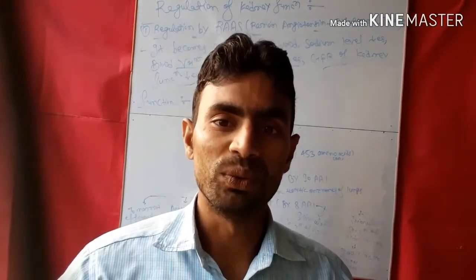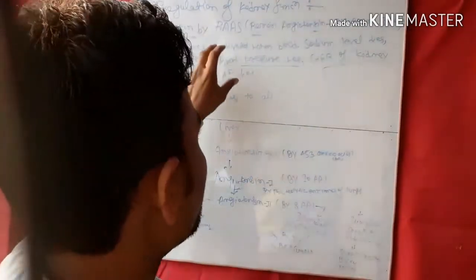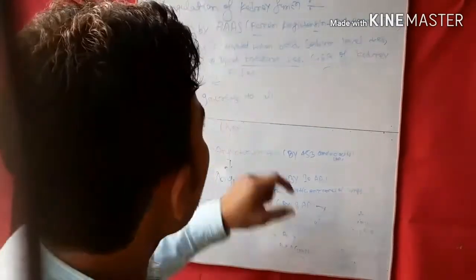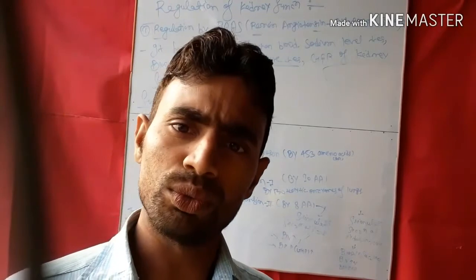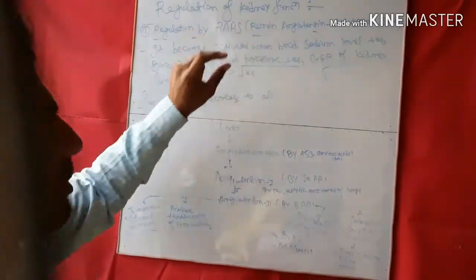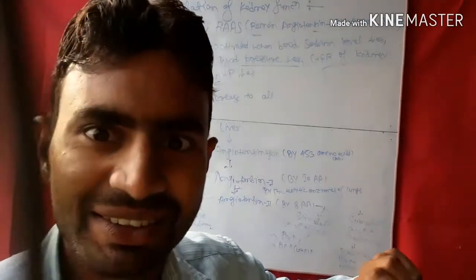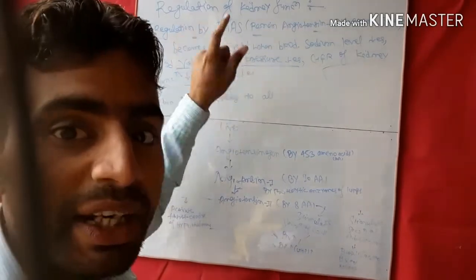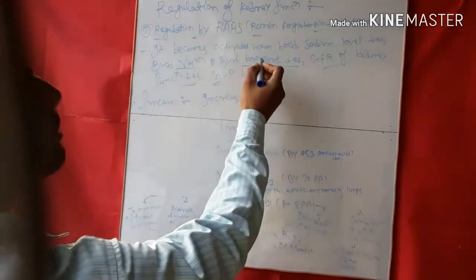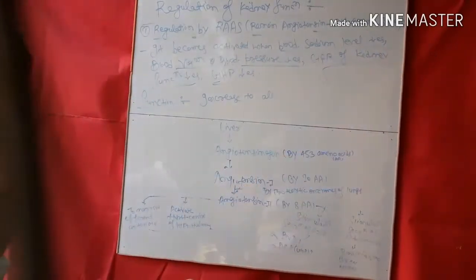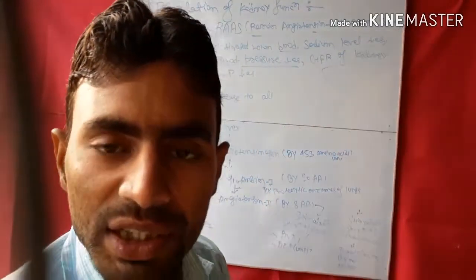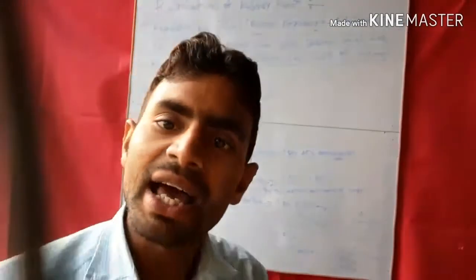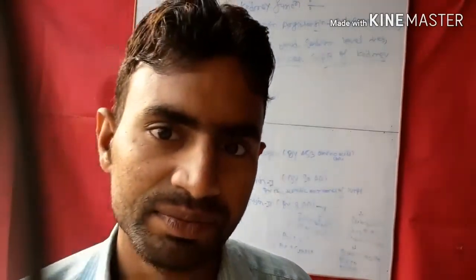And what does RAS do? What is the function of RAS? RAS is activated when blood sodium level decreases, blood volume and blood pressure decrease, glomerular filtration rate of kidney decreases, glomerular hydrostatic pressure decreases. At that time, RAS is activated.